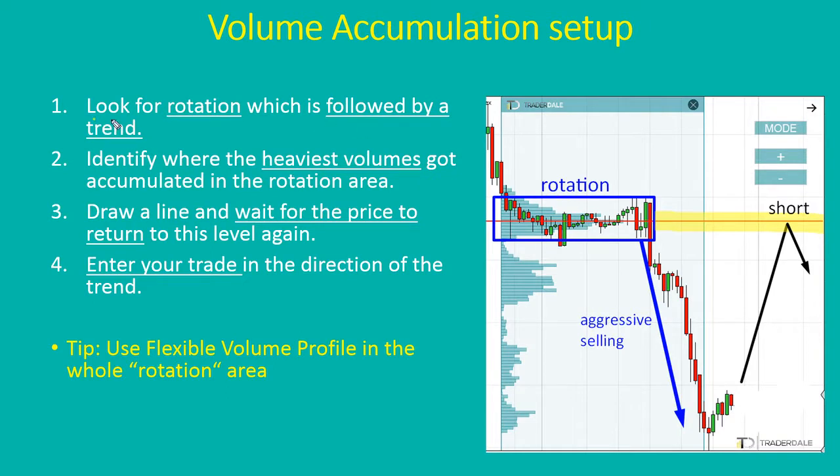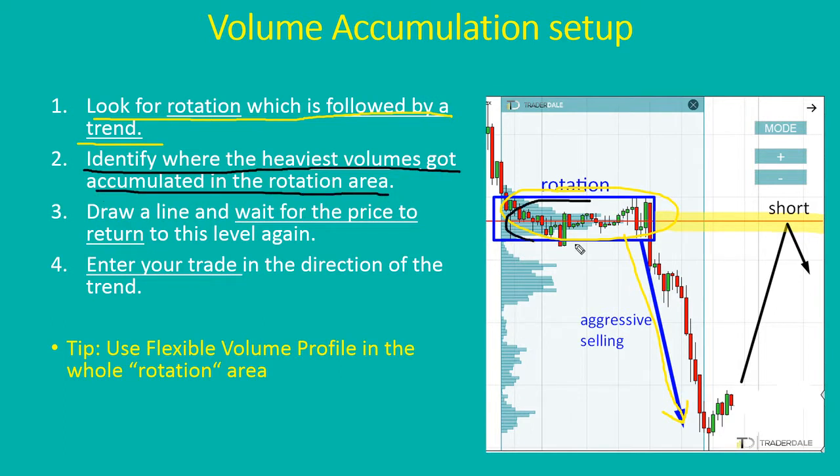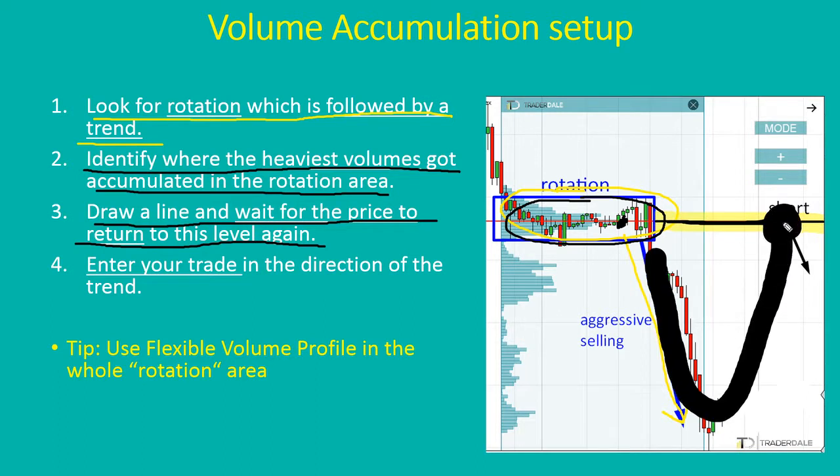In this setup, you look for a rotation which is followed by a trend, like in the picture. So this is a rotation followed by a trend. Now, next you identify where the heaviest volumes got accumulated in the rotation area. So in this area, you identify the heaviest volumes using the flexible profile. So in this case, it's in here. Next, you draw a line and wait for the price to return to this level again.